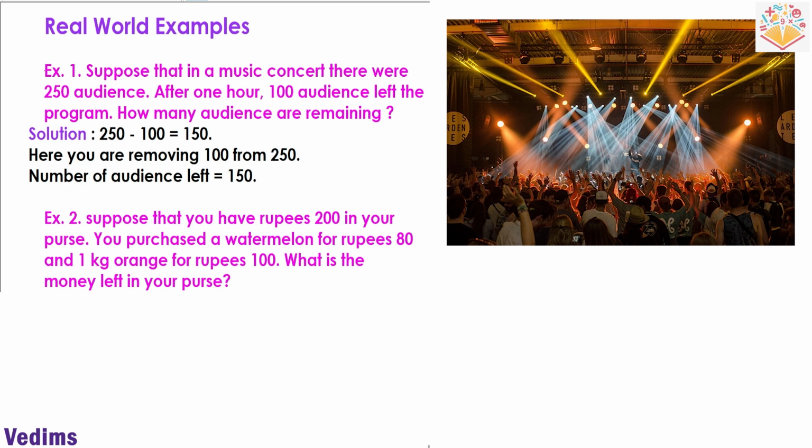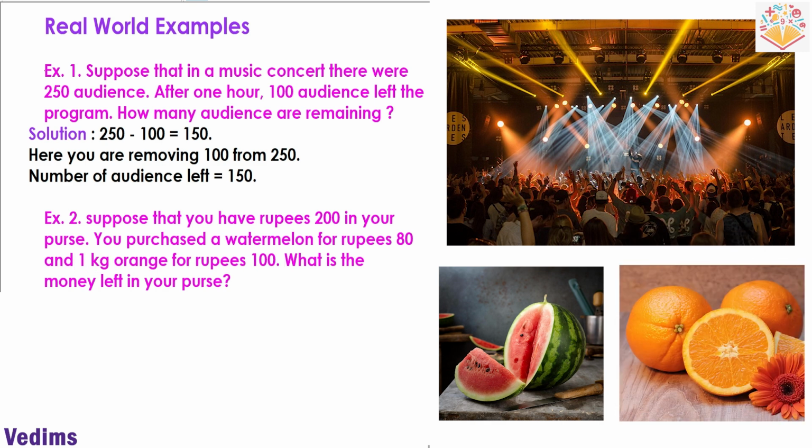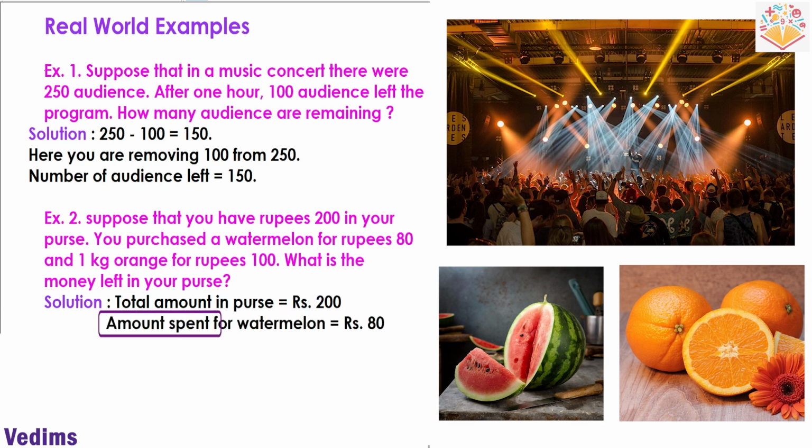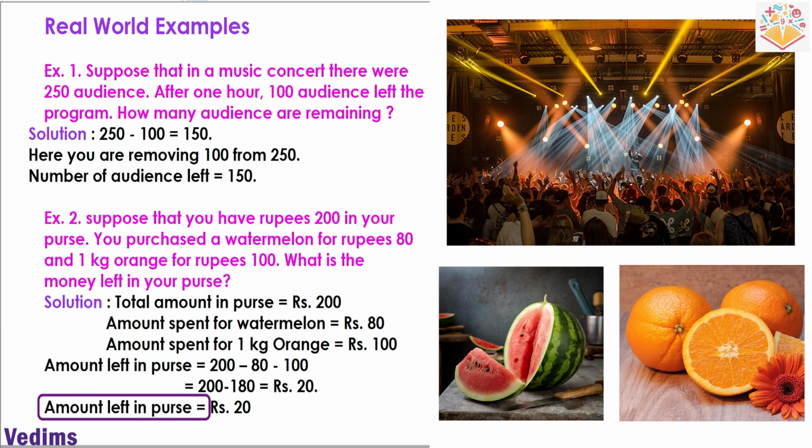Suppose that you have rupees 200 in your purse. You purchased a watermelon for rupees 80 and 1 kg orange for rupees 100. What is the money left in your purse? Total amount in the purse is rupees 200. Amount spent for watermelon is rupees 80. Amount spent for 1 kg orange is rupees 100. Amount left in the purse will appear like this: 200 minus 80 minus 100. That is, minus 80 minus 100 becomes minus 180. 200 minus 180 is 20. Amount left in the purse is 20.